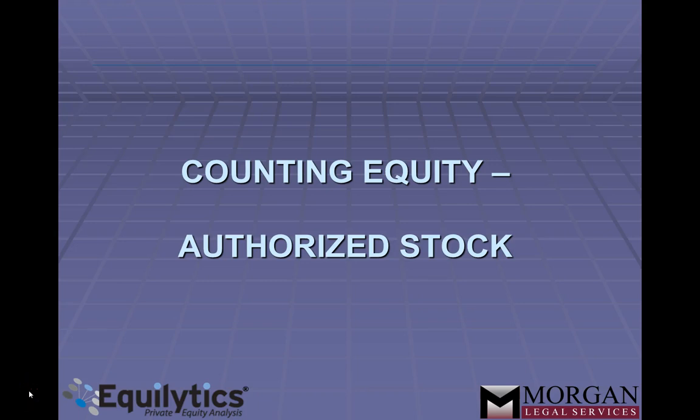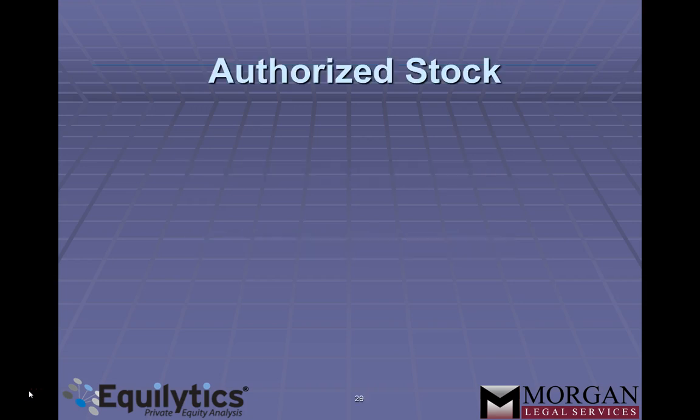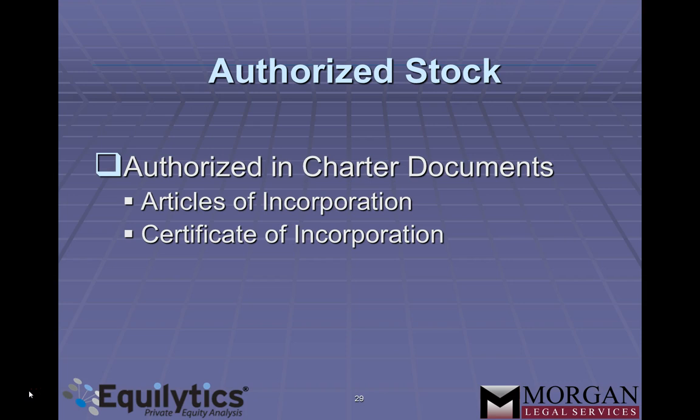This is section 5. In this section, we're going to start looking at how you count equity, starting with authorized stock. So, what is authorized stock? This is stock that is authorized in the charter documents of the corporation. Charter documents refer to the articles of incorporation or certificate of incorporation. Each state will have its own nomenclature, but we will refer to it generically as the charter.